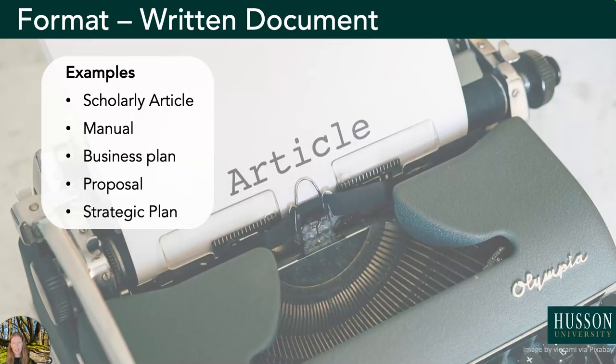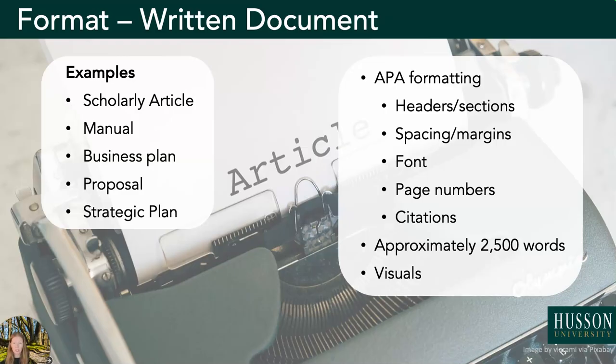For your written document, again, you want to be mindful of the alignment with your research question and also the format of your project itself, such as if you're doing an internship. There might be different written document formats that fit with your decided research question, such as writing a scholarly article, creating a manual, writing a business plan, or perhaps completing a proposal. For all of these different options, you will want to make sure that you're incorporating APA formatting, so really looking at any pertinent aspects of that, such as citations and overall document organization. Your written document will be approximately 2,500 words, and you also might want to incorporate visuals into your written document.